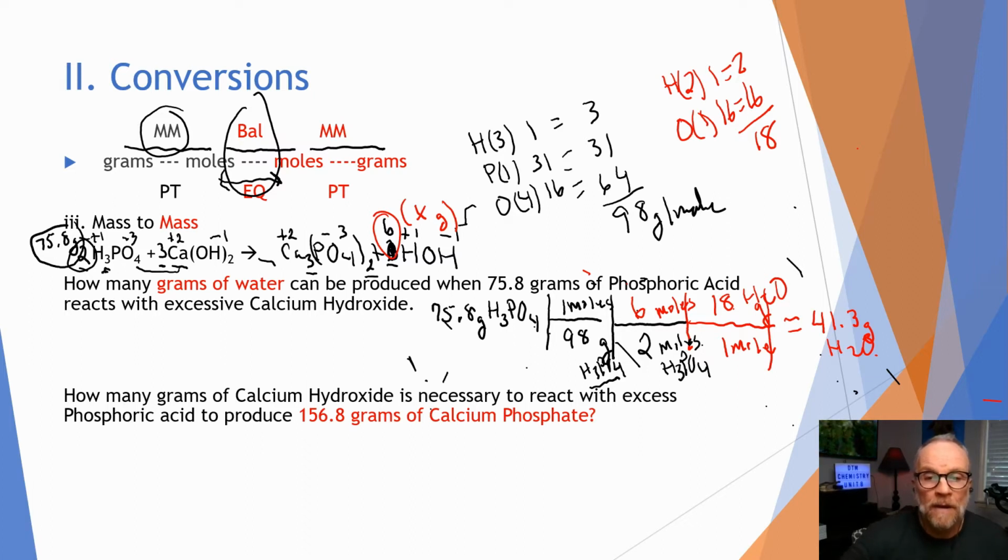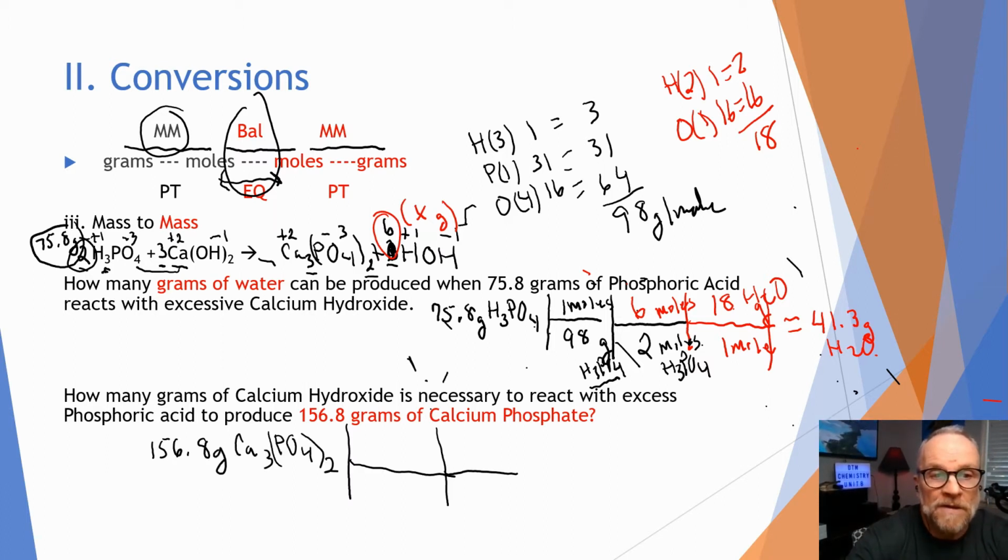Okay, hopefully you did that. So let's work this one. Why? Because it's so much fun. We have 156.8 grams of calcium phosphate, and this is grams of calcium hydroxide, so it's another 3-stepper because it's grams to grams. I won't try to color code this one.